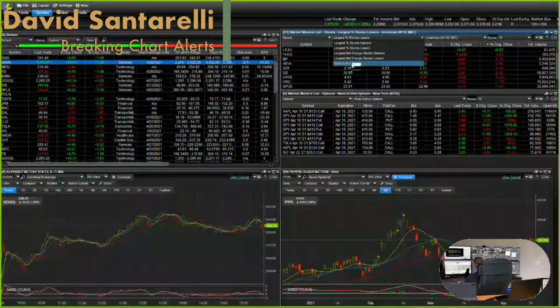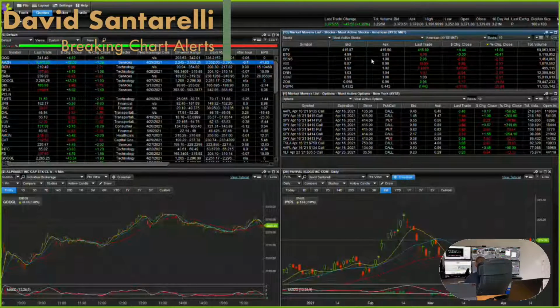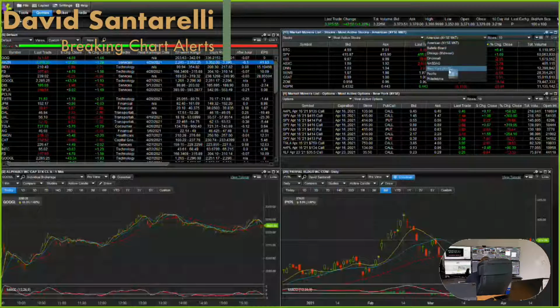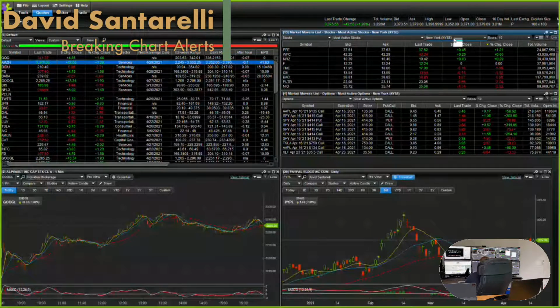Then you could also come down here and look at the most active stocks. This is showing you the ones with the most volume, the most activity. You could change it from the American market to the NYSE. I like going with the NASDAQ, but you can see here Pfizer, total volume, most active stocks being traded.